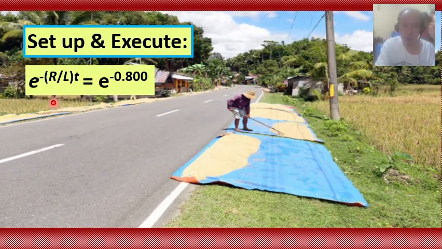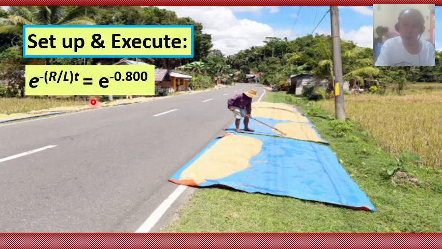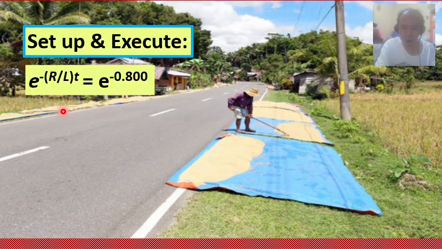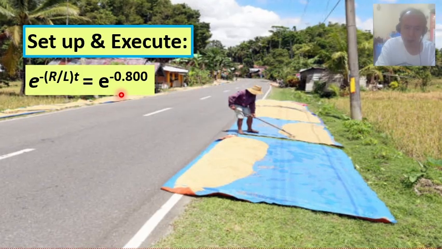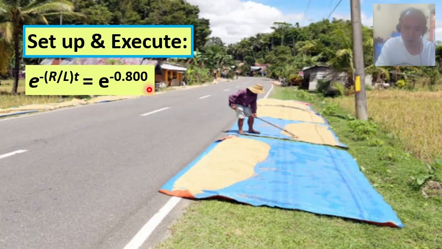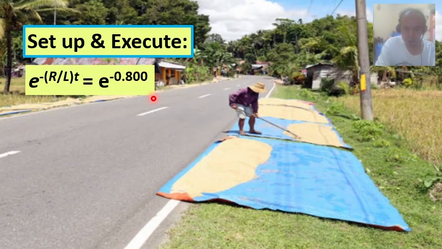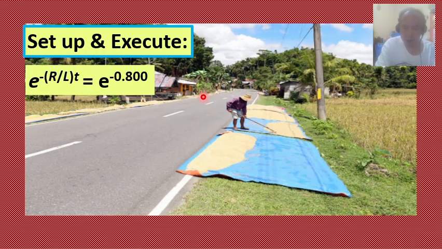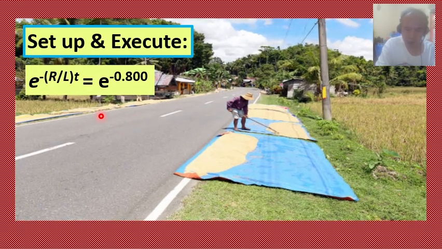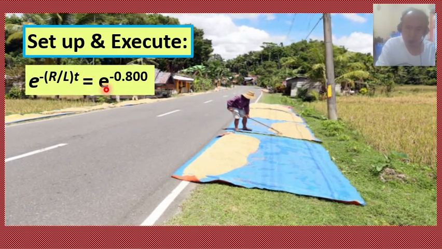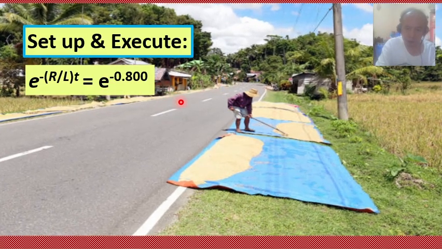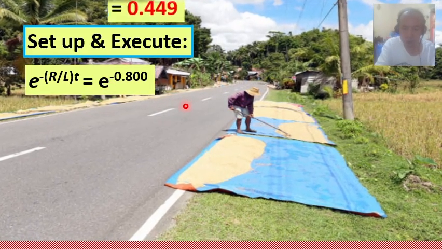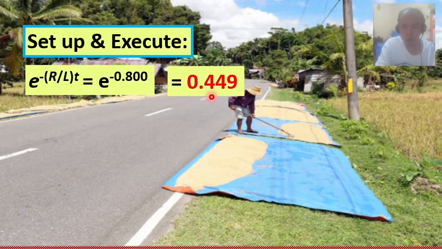So now we can substitute the computed power of the Euler's number, which is negative 0.800. And with the help of your calculator, Euler's number raised to the negative 0.800 is equal to 0.449.